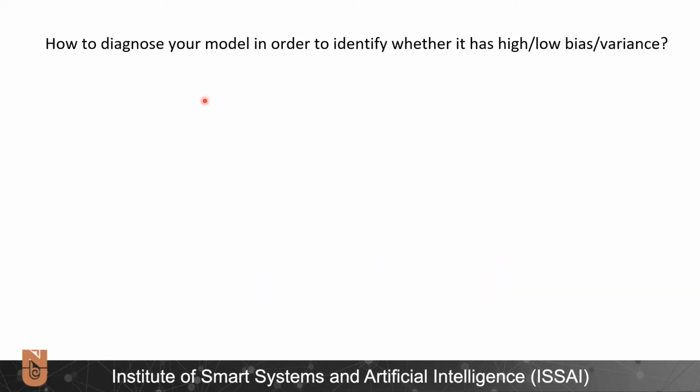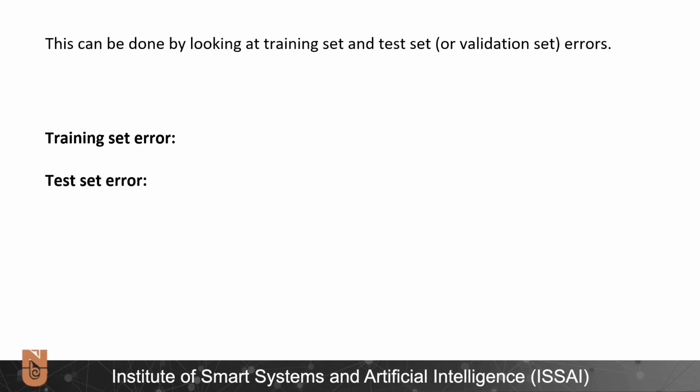How to diagnose your model in order to identify whether it has high or low bias and variance. This can be done by looking at training set and test set errors. If you have validation set, then instead of test set, you should use validation set. If training set error is very small, whereas test set is much higher, then most probably your model is overfitting to the training data. Therefore, it has low bias and high variance.